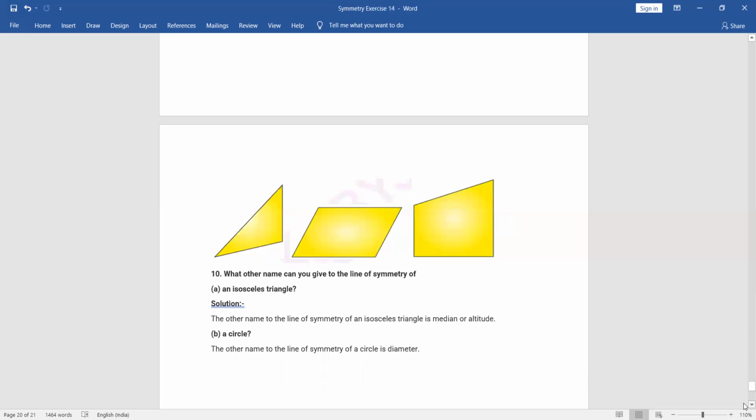Yes, now the last question of the exercise. What other name can you give to the line of symmetry of an isosceles triangle? Okay, for an isosceles triangle, as we talked about in the previous question also, the line of symmetry of an isosceles triangle you can also call the median or altitude. And when we talk about a circle, the other name is diameter. Okay, so this is all related to our chapter, symmetry, first exercise.